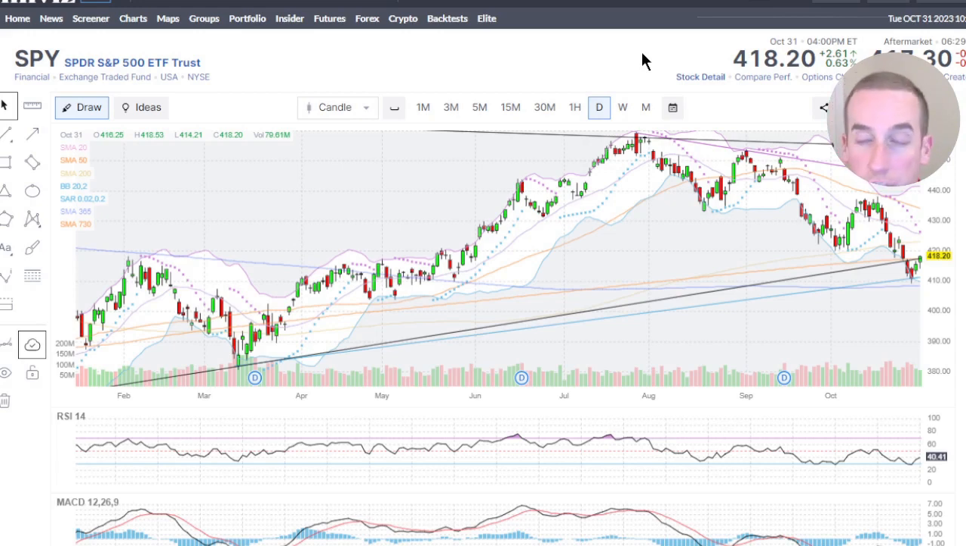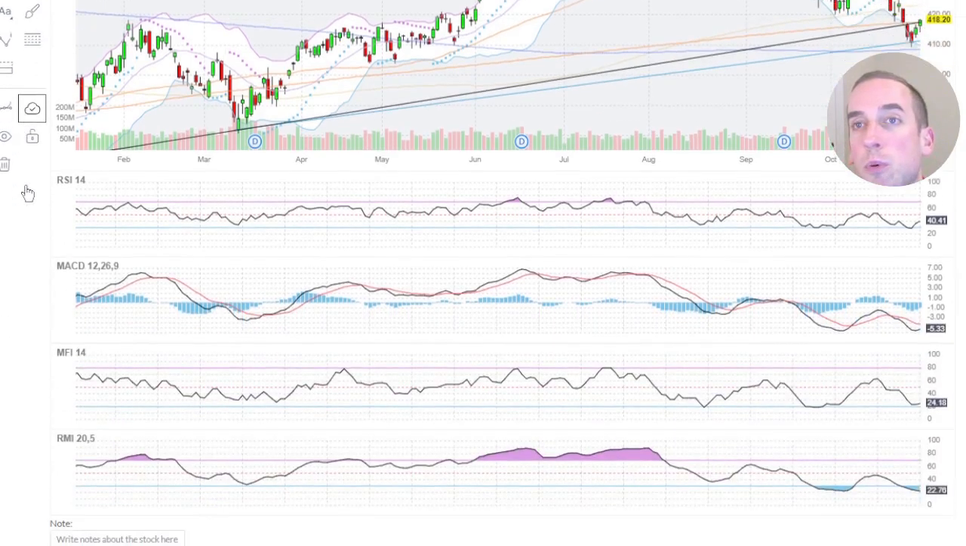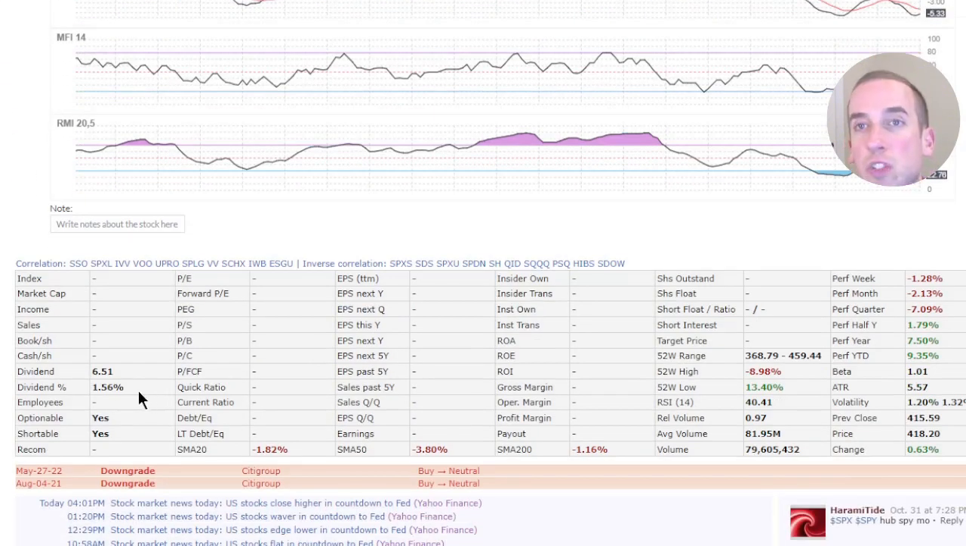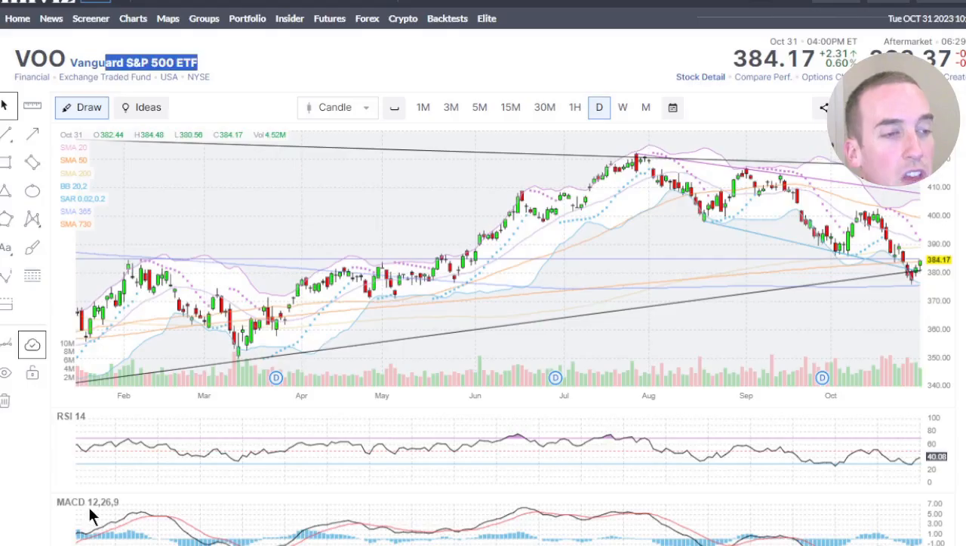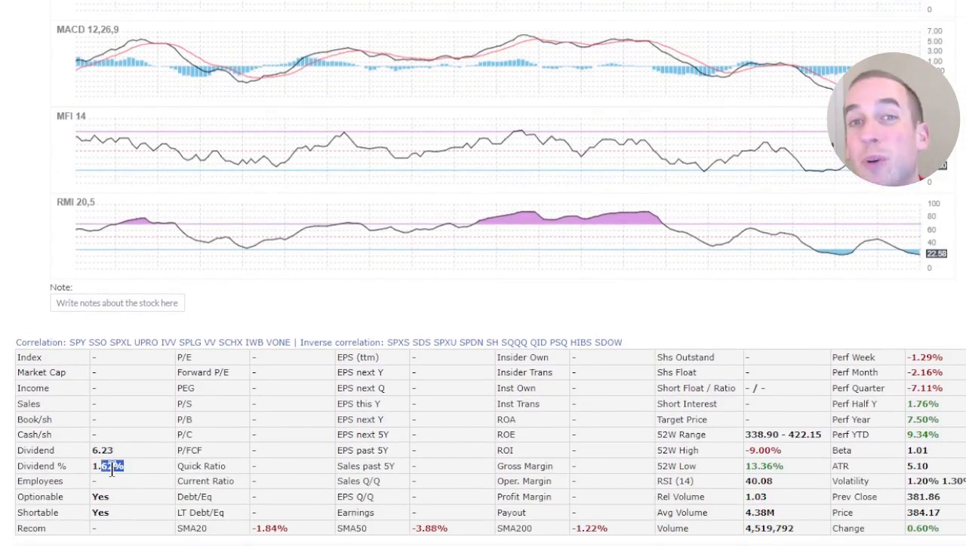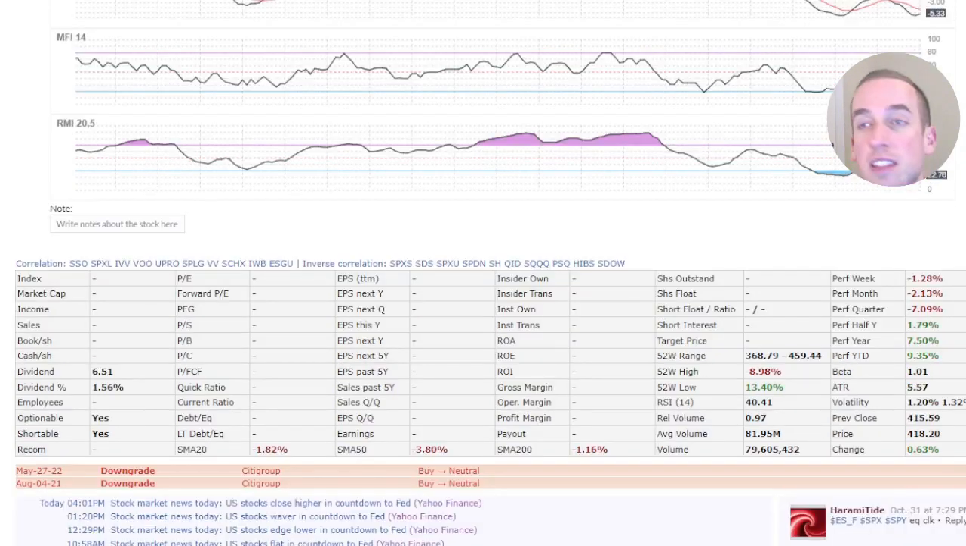I do use the VOO and the VOOG. I don't invest in SPY. Do your own research. Check out the expense ratios for both of those. And also I want to point out the SPY's dividend down here is 1.56%, while VOO is 1.62%, and VOO has returned 7.5% this year. The SPY has also returned 7.5%. So again, do your own research into both. I like VOO. I am adding long-term to VOO and VOOG.